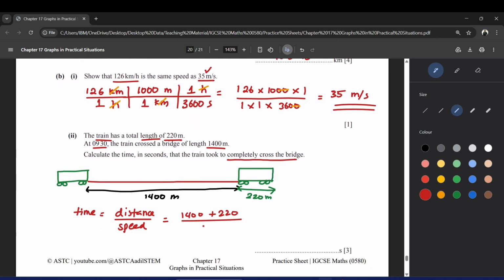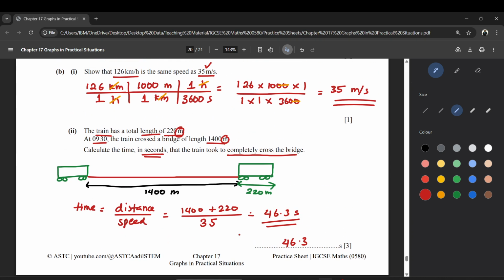Now I'm going to write here 35 because we need to calculate the time in seconds. The distance is given in meters, so therefore the speed that I'm going to use will be 35 meters per second. All right, so now when I work this out, 1400 plus 220 divided by 35, that gives us 46.3 seconds to 3SF.